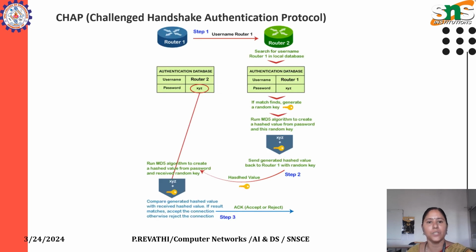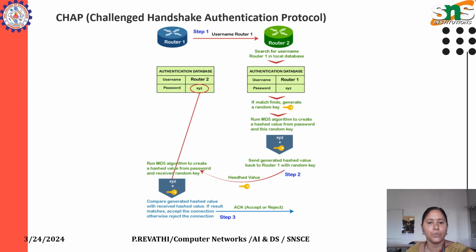CHAP, Challenge Handshake Authentication Protocol. CHAP is a three-step process. Step 1. Suppose there are two routers, for example, router 1 and router 2. In this step, router 1 sends the username but not the password to router 2.